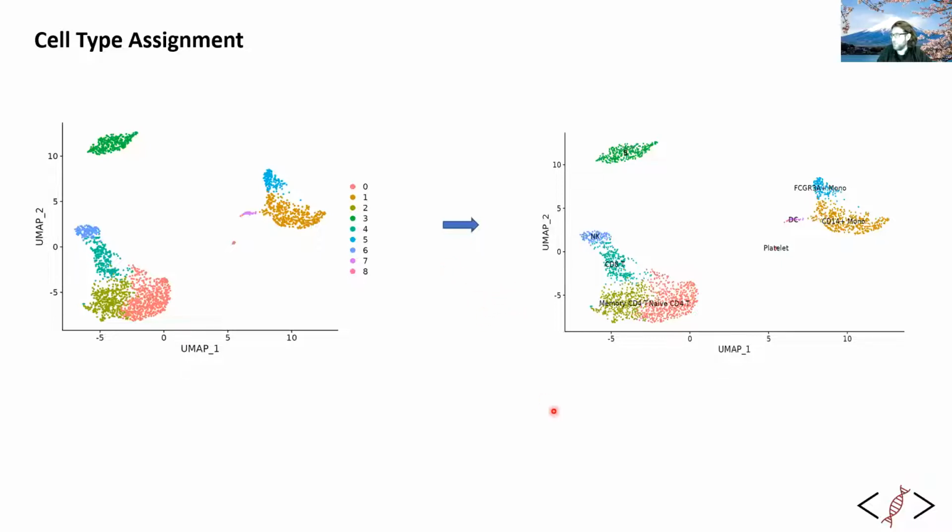So we know this is a PBMC data set. After doing our cell type analysis, we should be able to figure out for each cluster what kind of cell it is. So we're seeing B cells here, NK cells, and a whole other bunch of stuff here.